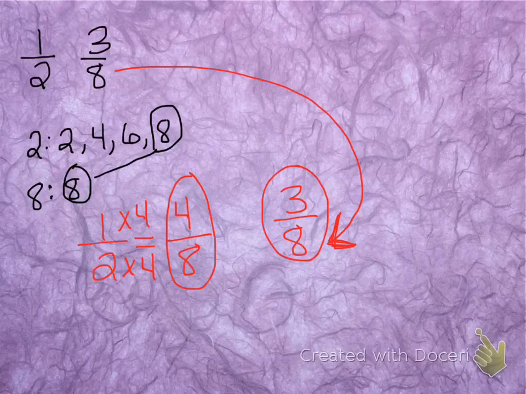Okay, so here is the answer. The least common multiple is 8. As you can see, the 3/8 already had an 8 as the denominator, so you did not have to change that fraction at all. So your two equivalent fractions are 4/8 and 3/8.